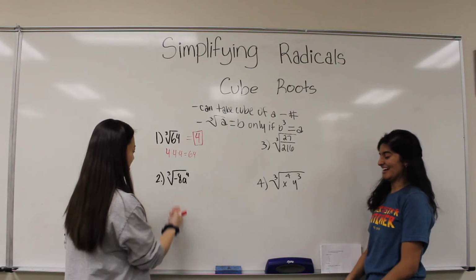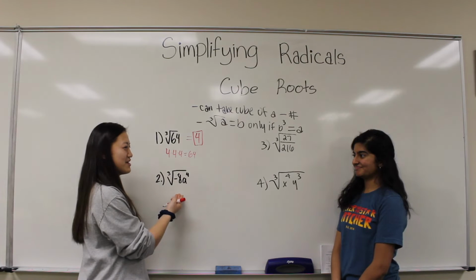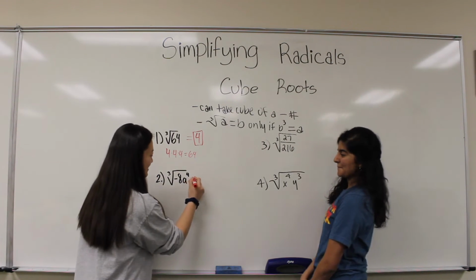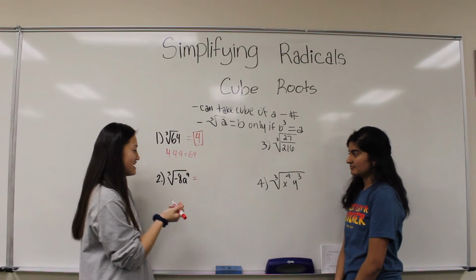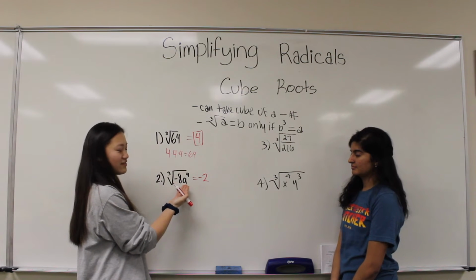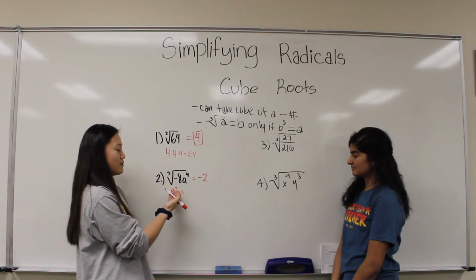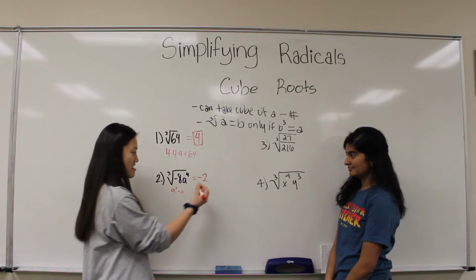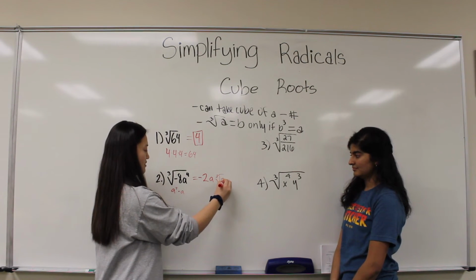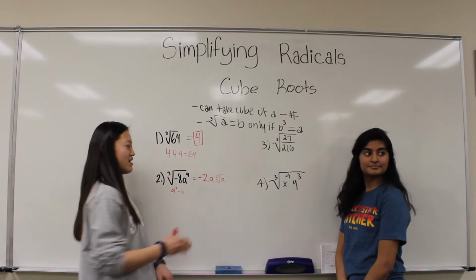Now the next one here. We see a negative number, and you might think, oh no, this is not a real number. But it actually is, because you can take the cube root of a negative number. The cube root of negative 8 is actually negative 2. And we can split up the a to the 4th into a to the 3rd times a. Now the cube root of a to the 3rd is just a, and then you keep the cube root of a in the radical because you cannot take the cube root of just a.